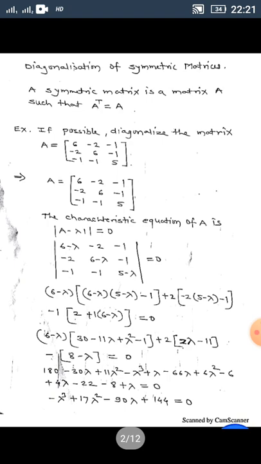So the topic of discussion is diagonalization of symmetric matrices and quadratic forms. In the last video I already talked about orthogonally diagonalizable matrices. If the matrix is symmetric, meaning A is equal to A transpose, that is, if we interchange rows and columns the matrix stays as it is, then we can say the matrix is symmetric. Problem: if possible, diagonalize the matrix.